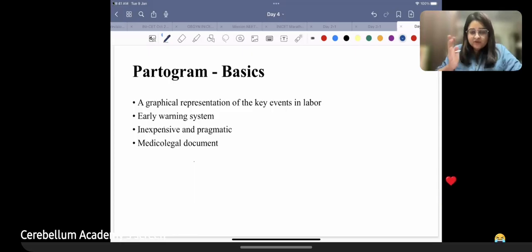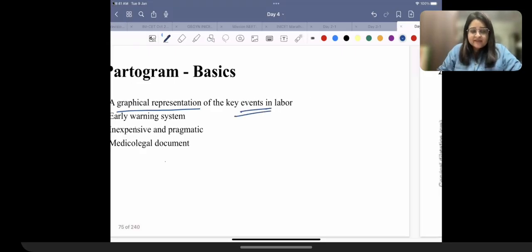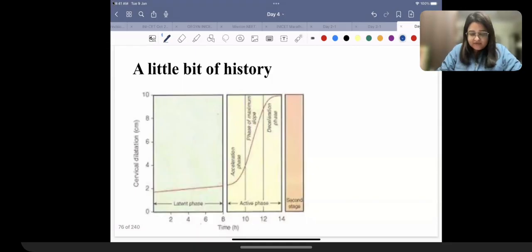Now, partogram, what is partogram? Partogram is basically a graphical representation of the events in labor. Okay. Now, what to understand and what comes in the exam, this we have discussed. A little bit of history, we may know that the first active stage was said to be at 3 centimeter, then 4 centimeter, and now 5 centimeter.